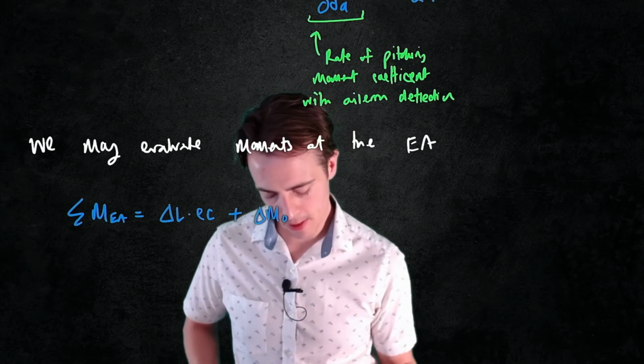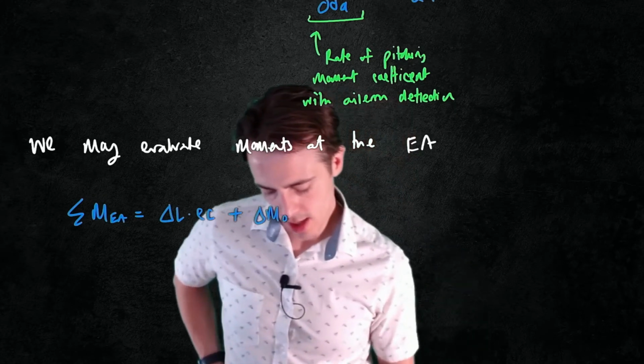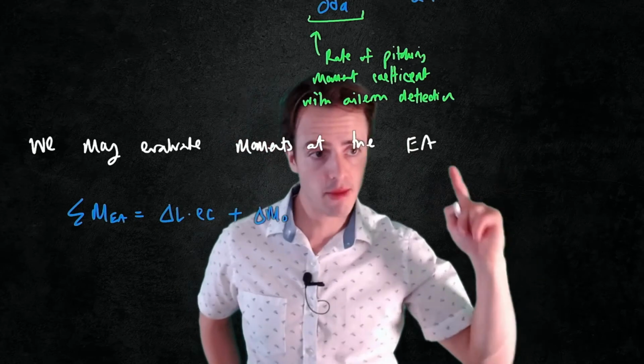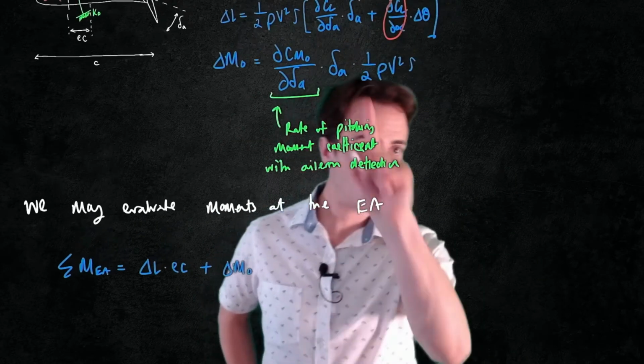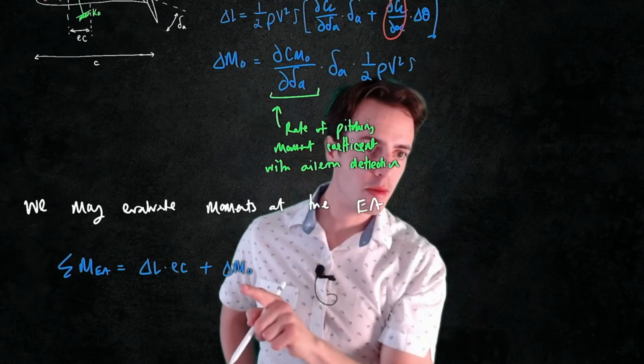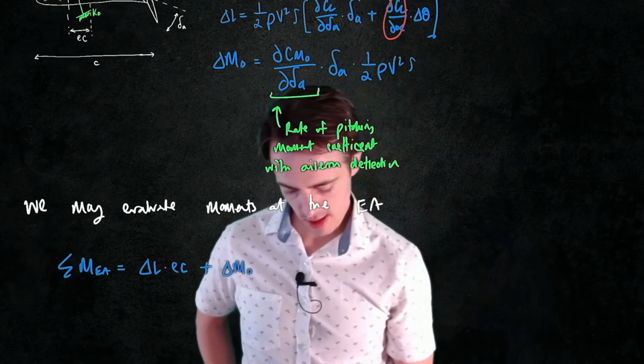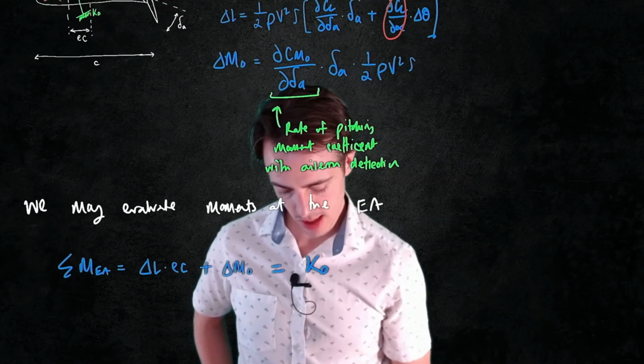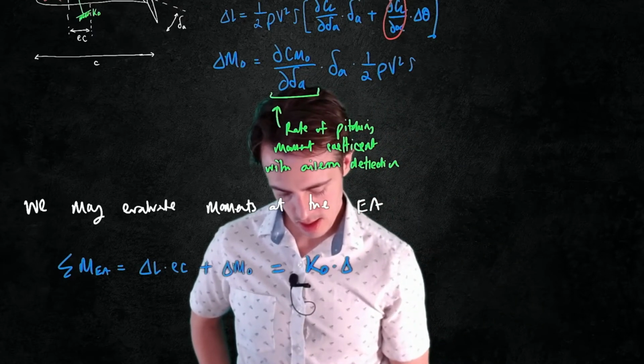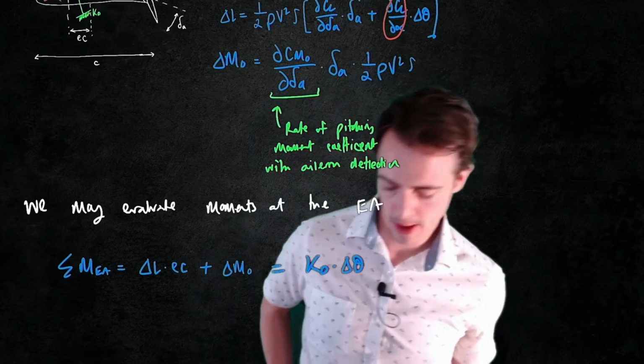And then I can just use the expressions that we've just developed to put in there. So we've got expressions for delta L and delta M naught, so we can put them in here and equate it with the torsional stiffness. So it's going to be KD delta theta.